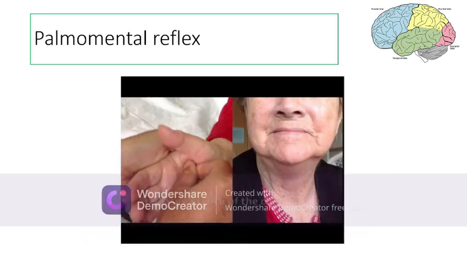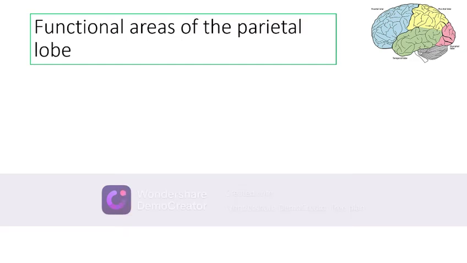In palmomental reflex, the examiner scratches over the palm of the patient. And if the reflex is positive, then there is a contraction or movement of the ipsilateral angle of the mouth due to contraction of the orbicularis oris muscle. Both the palmomental reflex and the Myerson sign become positive if there is damage to the supplementary motor area.